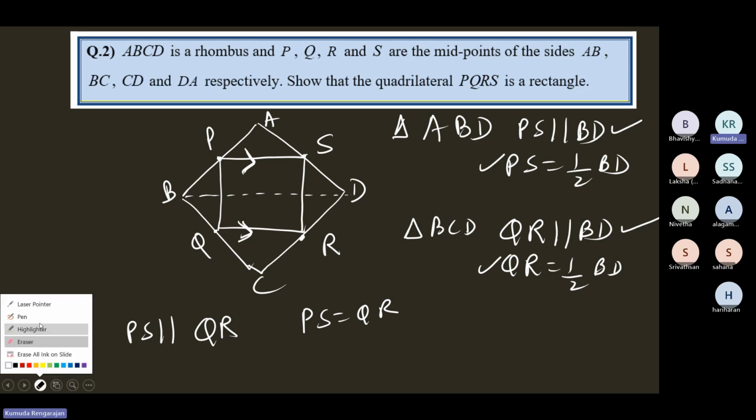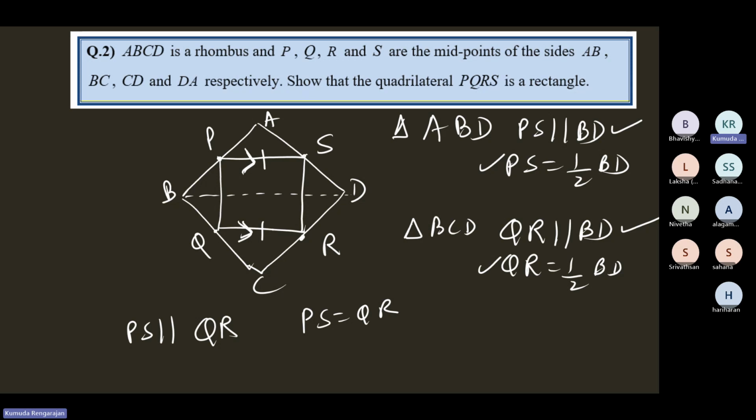So we have proved that in quadrilateral PQRS, one pair of opposite sides is parallel and equal. Therefore, PQRS is a parallelogram. PQRS is a parallelogram because we have proved that one pair of opposite sides, PS and QR, are parallel and equal. Okay, so we are about 70% done. We proved it's a parallelogram.